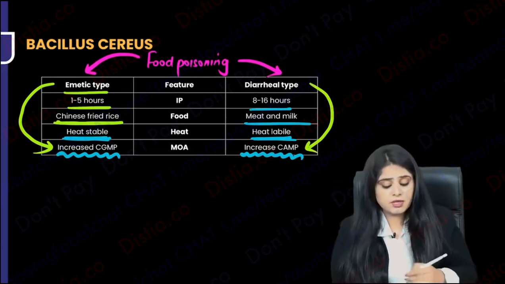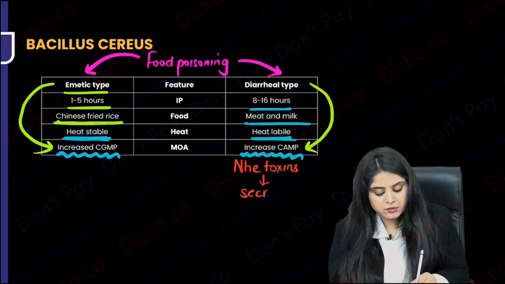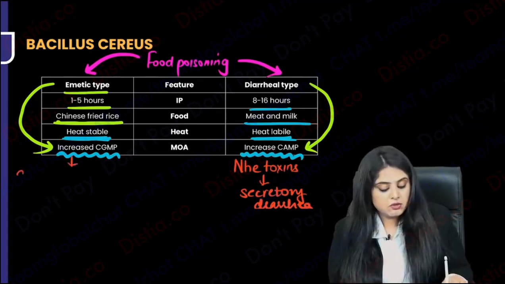But what toxins am I talking about? Please remember the diarrheal type is going to be the NHE toxin, which is responsible for which kind of diarrhea? It is responsible for the secretory diarrhea. Whereas when I'm talking about the emetic type, we are talking about a product called cerulide. We are talking about cerulide, and you know what cerulide has? It has a vagomimetic action.